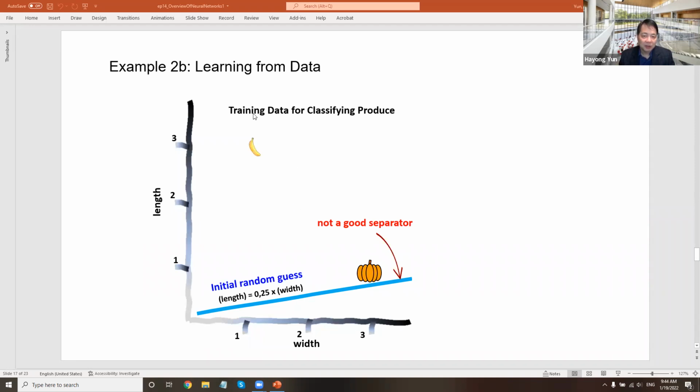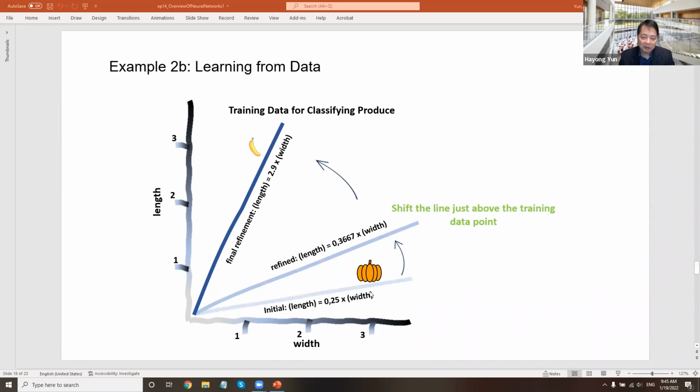Okay, so if we start with an initial random guess, a separating line, the slope happens to be 0.25 times width is length. Okay, it's not so great. So we try a little bit higher line, like 0.36 times width is length, and then the separating line is a bit better. Maybe we could try 2.9 times width is the length, and settle it here.